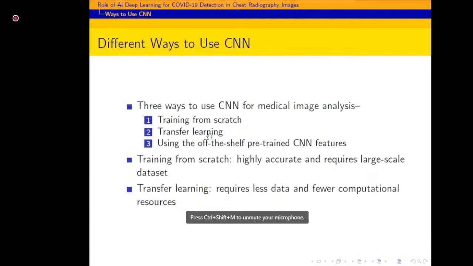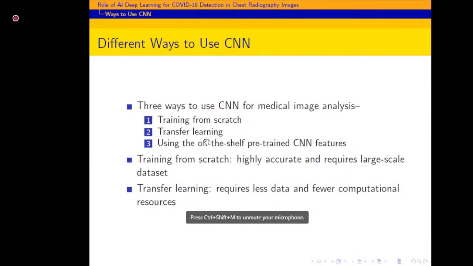So what are the different ways to use convolutional neural networks? There are basically 3 ways. One is like AlexNet, where you design your own model, which is called training from scratch. You have developed your own model and you have to train it from scratch. That means you have to initialize random weights, and then apply some optimization algorithm to optimize the weights. This is a highly accurate method because the model trains only on your data, but it always demands a large-scale dataset and, of course, high computational resources.